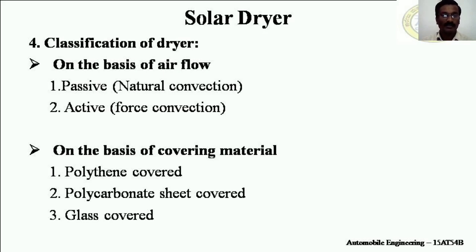The second classification is based on the covering materials, how the system is covered. The first one is polythene covered, using polythene material to cover the system. The second one is polycarbonate sheet covered, where polycarbonate material surrounds the system. The third one is glass covered, where glass may be used instead of polythene or polycarbonate.